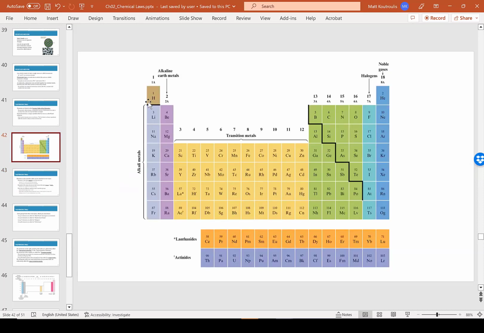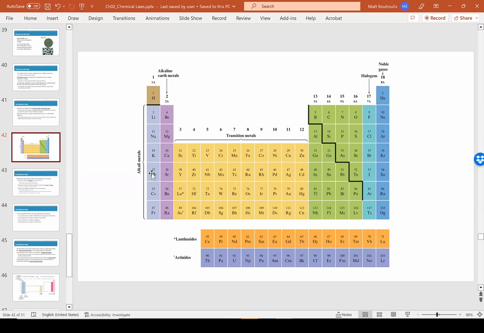What do we call columns? Groups or families, yes. I like the term group better. Some of the groups have special names, and we can see that here. So group 1, not including hydrogen, are called the alkali metals, and you need to know that term. We will refer to that a lot. So lithium, sodium, potassium, rubidium.